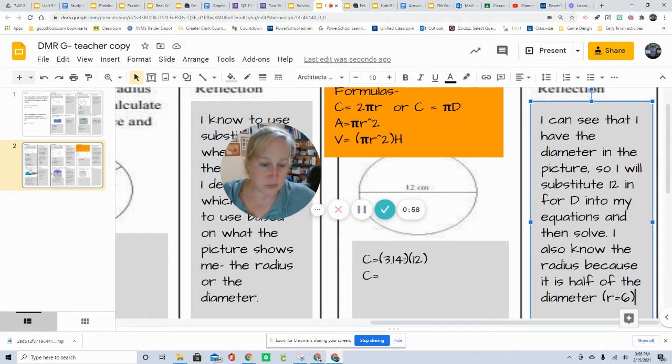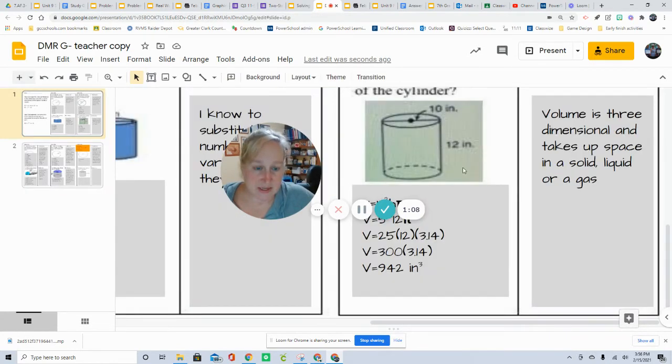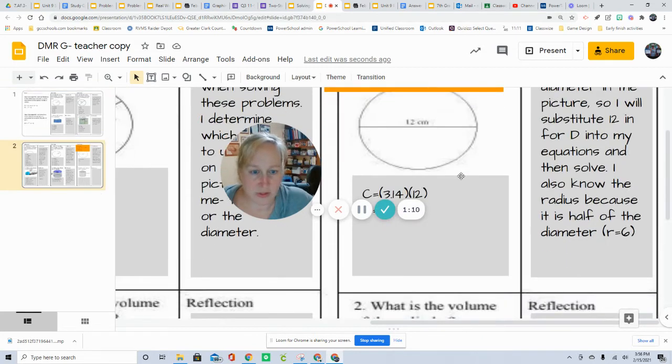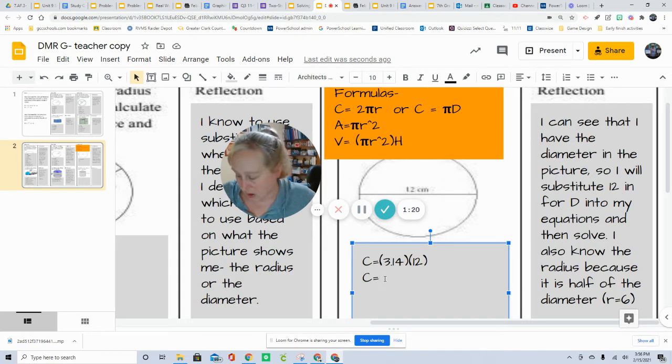All right, so typing and just substituting in what we know, I'm using this equation right here. Pi is 3.14, close to. D is 12. So we're going to use our calculator and go ahead and try to solve that. Okay, so I got 37 and 68/100.